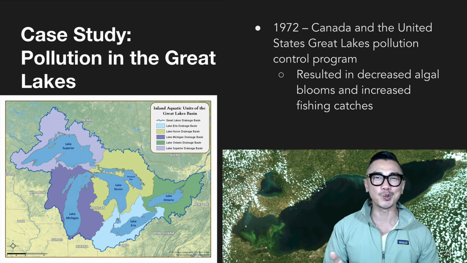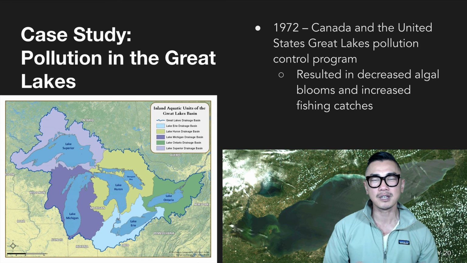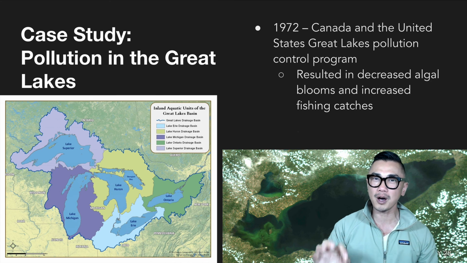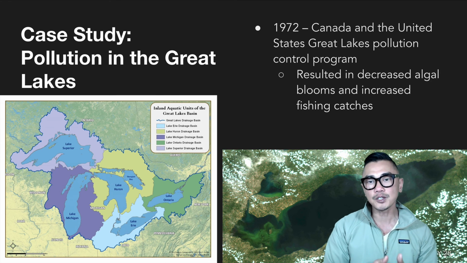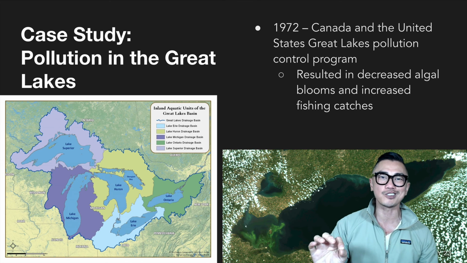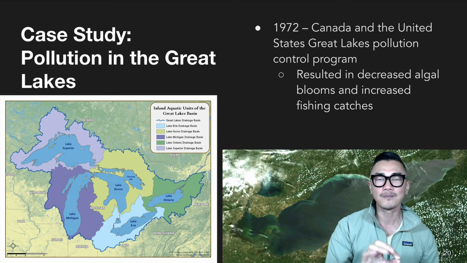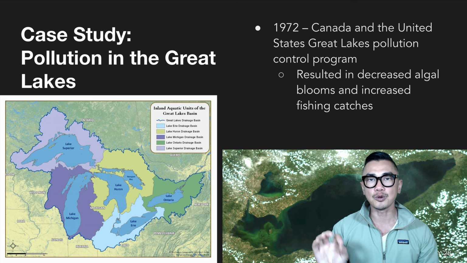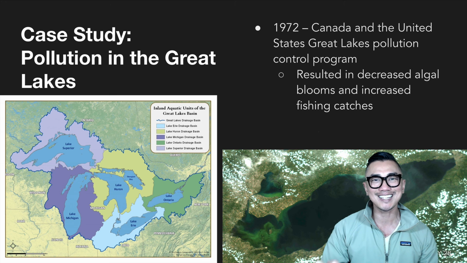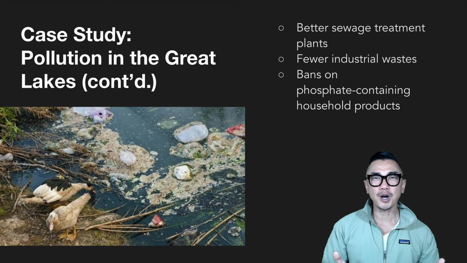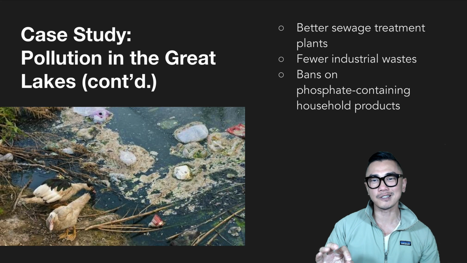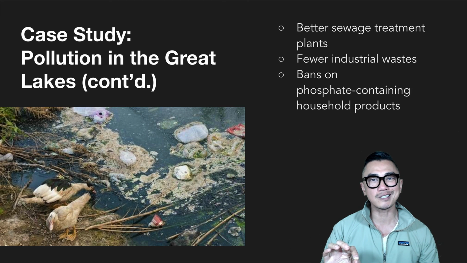In 1972, the governments of Canada and the United States initiated a program to control water pollution in the Great Lakes. This program resulted in decreased algal blooms and increased fish catches. The map on the left shows the Great Lakes and their drainage basins. The satellite images on the right show the development of an algal bloom in Lake Erie. The water pollution control program for the Great Lakes included better sewage treatment plants, less industrial waste, and bans on phosphate-containing household products.